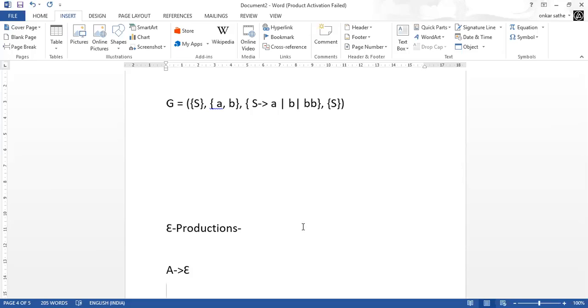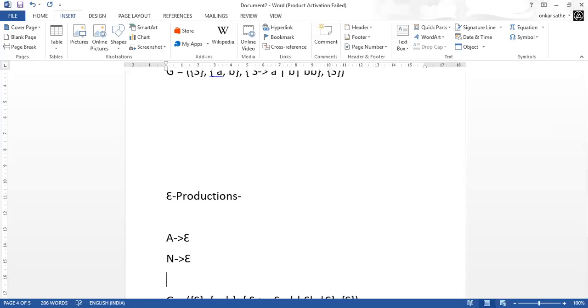Now what is meant by nullable non-terminals? In a given context-free grammar, if there is a non-terminal N and a production N gives epsilon, or N is deriving epsilon in more than one step, then N is called a nullable non-terminal.